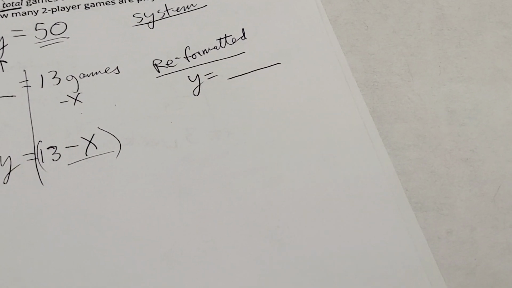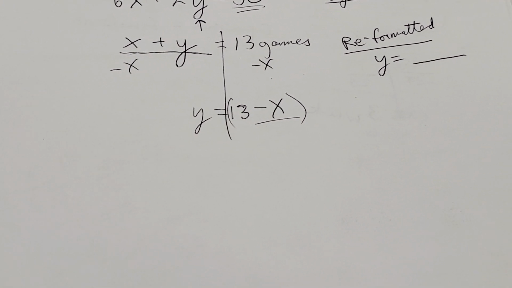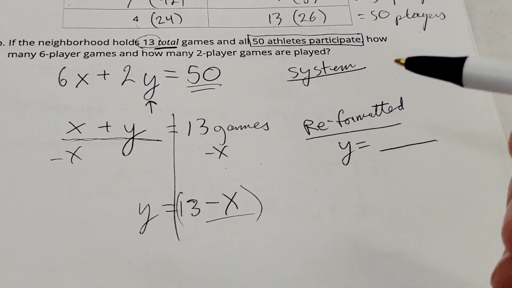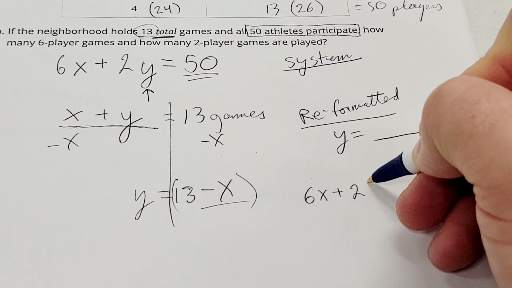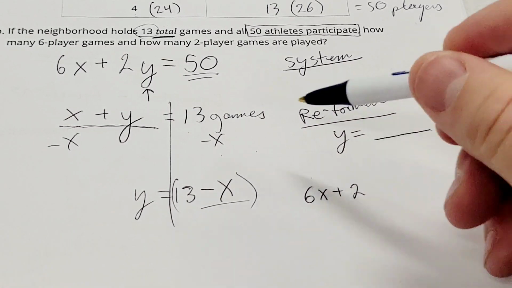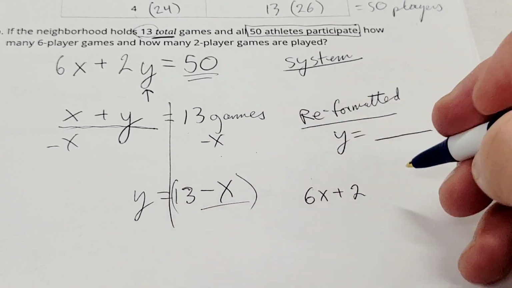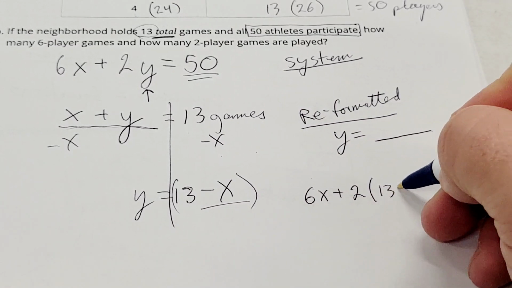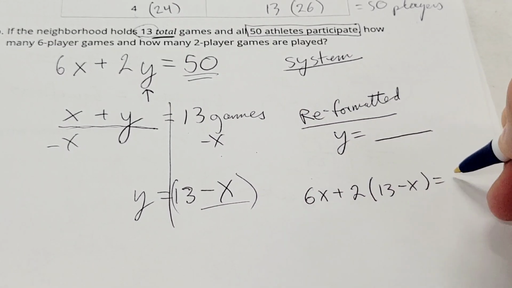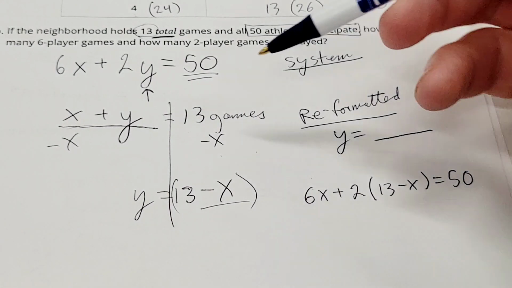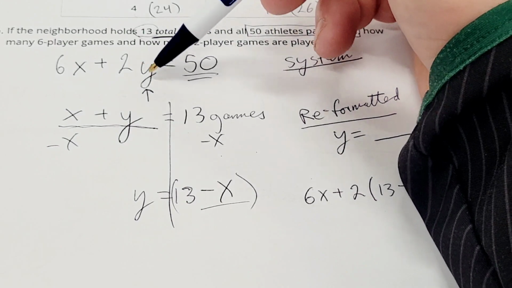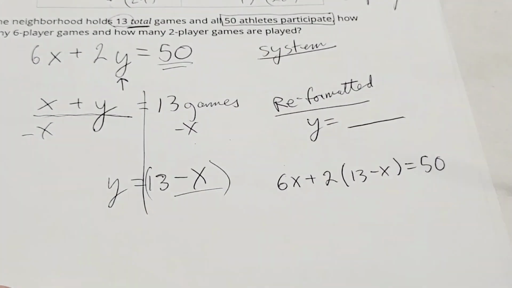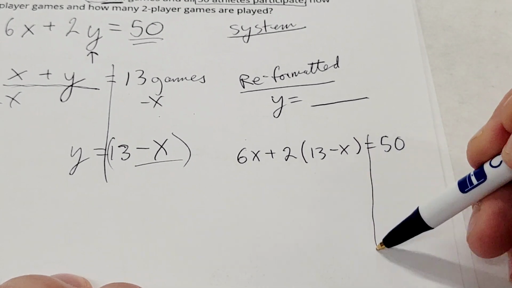I'm going to do, oh man, lights out. All right, we're back. Okay, so 6x plus 2y, but again, now y is this. That's what I'm going to put there. Y is 13 minus x equals 50. So I wrote this whole equation, just putting my new value for y there, which is 13 minus x. Okay, so I can draw a wall.